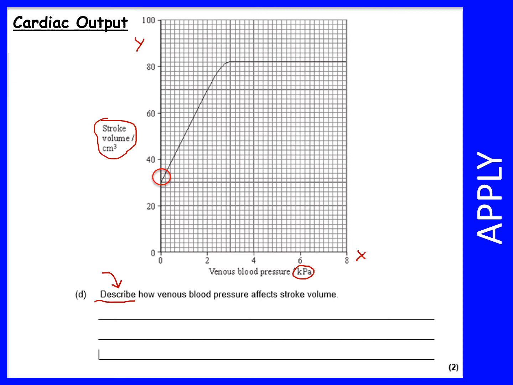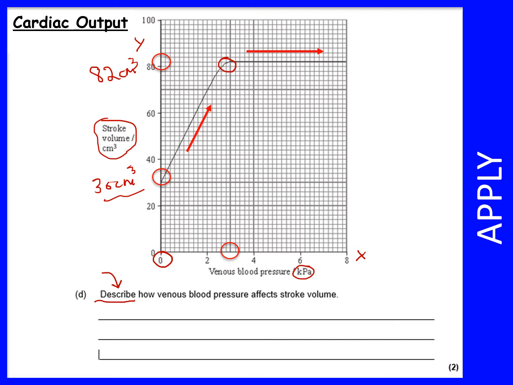So we can see when the venous blood pressure is 0 kilopascals, there's a stroke volume of 30 centimetre cubed on the y-axis. Now actually there's a steady rate increase when the venous blood pressure is increased from 0 to about 3 kilopascals. So hopefully you guys can see that the steady rate increase in stroke volume goes up until around about 3 kilopascals, and here the stroke volume is now 82 centimetre cubed. Okay, so this is what we call a steady rate increase, and it's from 0 to 3 kilopascals, and the stroke volume goes from 30 up to about 82 centimetre cubed.